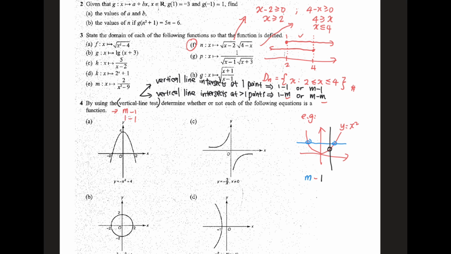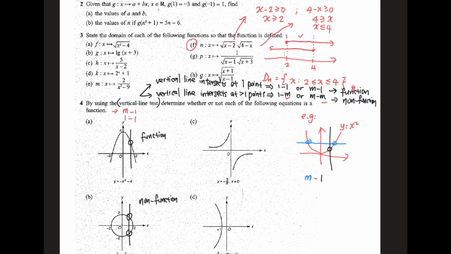If they intersect at 1 point, as you can see, they are functions. If they intersect at many points, then it will end up with 1 to many or many to many, so it is non-function. Okay, so let's take a look here. We do the vertical line test. I will use black color. For this one, draw a vertical line, it intersects at 1 point, so it is a function. Draw a vertical line here, it intersects at many points, so this is non-function, because in fact this is a many to many relation. B is many to many.